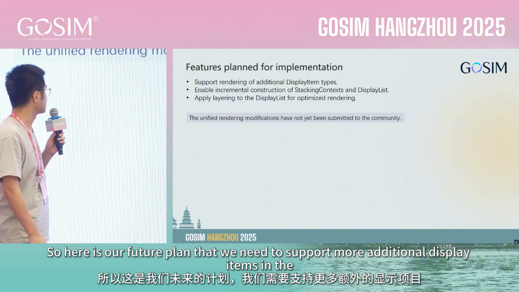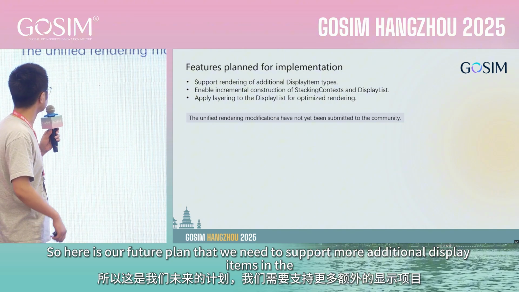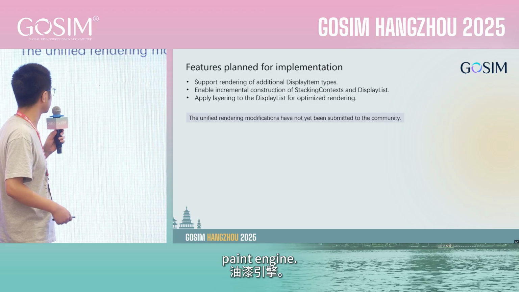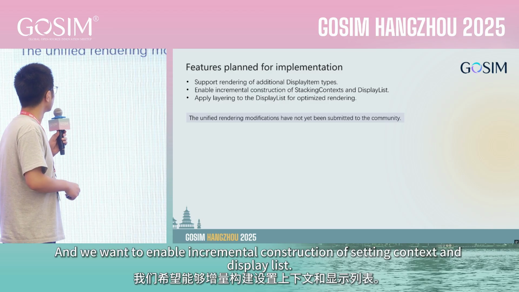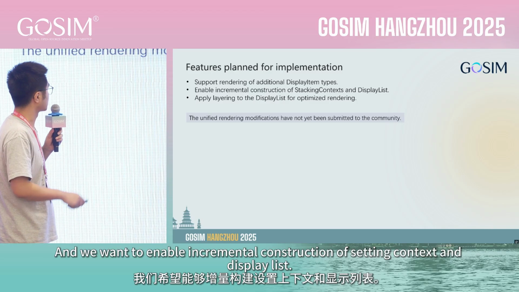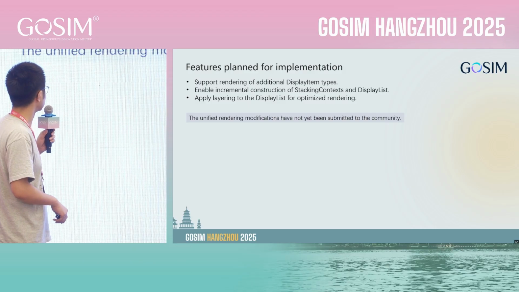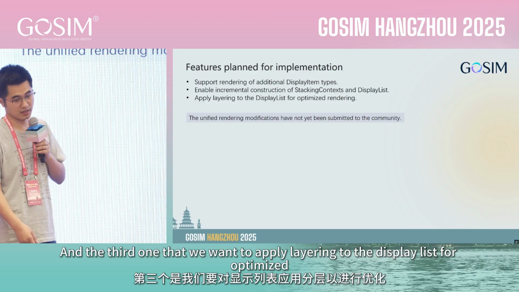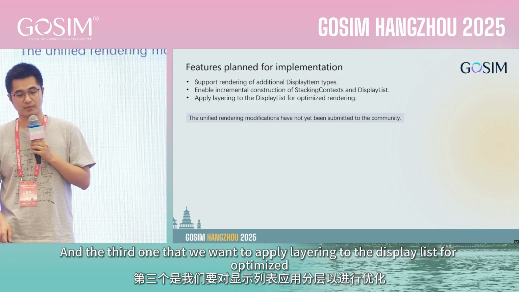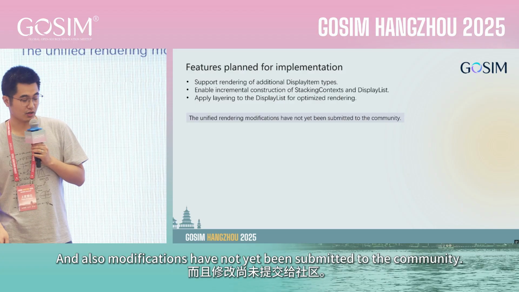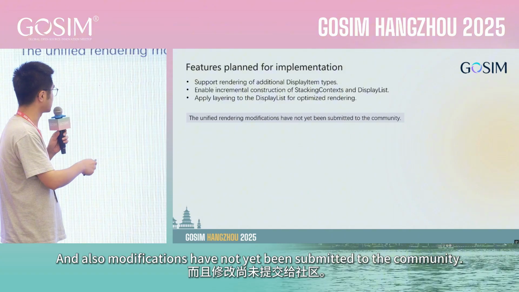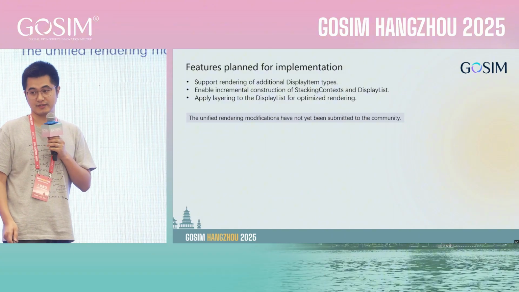So here is our future plan: we need to support more additional display items in the paint engine, and we want to enable incremental construction of static context and display list. And the third one is that we want to apply layering to the display list for optimized rendering. And all the modifications have not yet been submitted to the community.